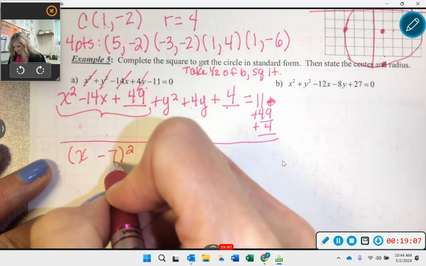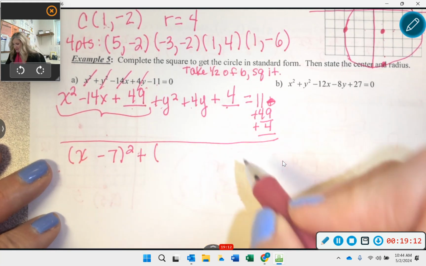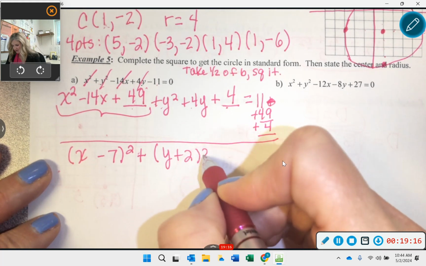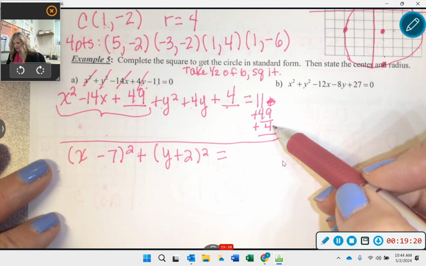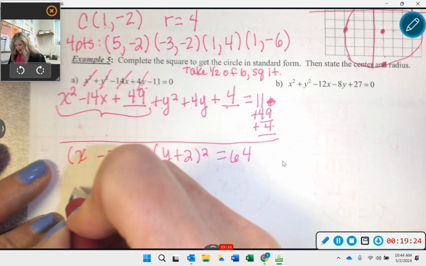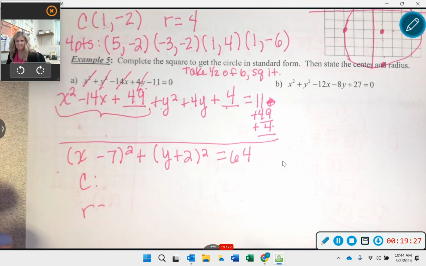Nice. Then I have plus. Do you remember how this would factor? Y plus 2. Good. Now I need to add these numbers. What's 11 plus 49 plus 4? Perfect. Can you see now how we can find the center and we can find the radius?